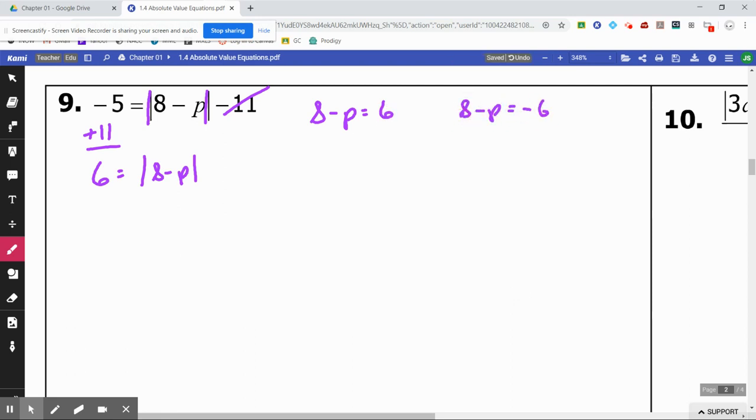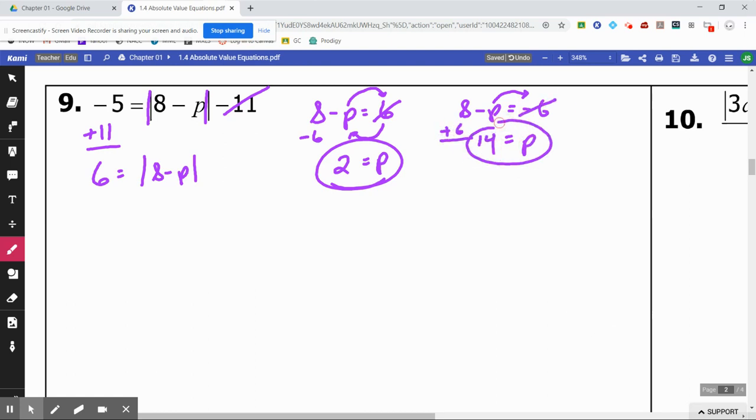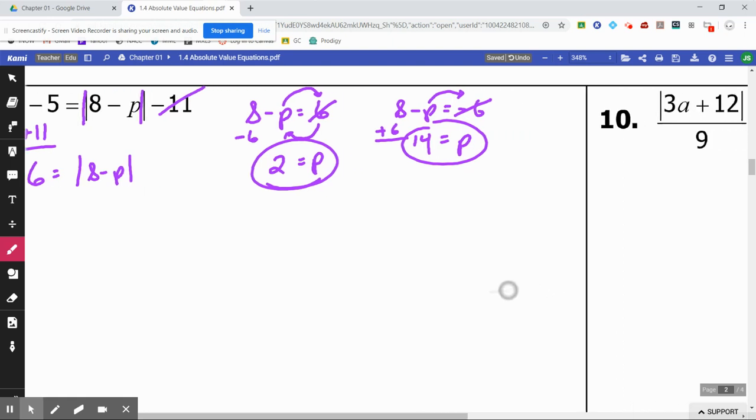Now, this is one of my shortcuts. Anytime I have a negative variable to where it's just -x, -y, -p, -r, I always move the variable. I'm going to move my minus p to the right, and I'm going to move my 6 back over here to the left. The reason I do that, negative p will turn into positive p, which is what I'm looking for. And to move this 6, I'm going to do a -6, so that'll give you 2. So there's one answer. Same thing here, to move minus p, I'm going to add p. To move -6, I'm going to add 6, and that's going to be 14. So 2 and 14 are your two answers, and they both do work.